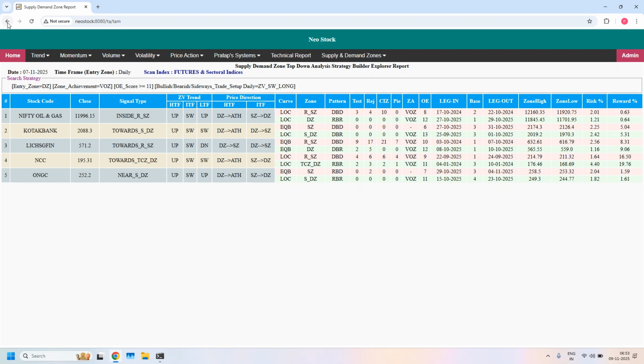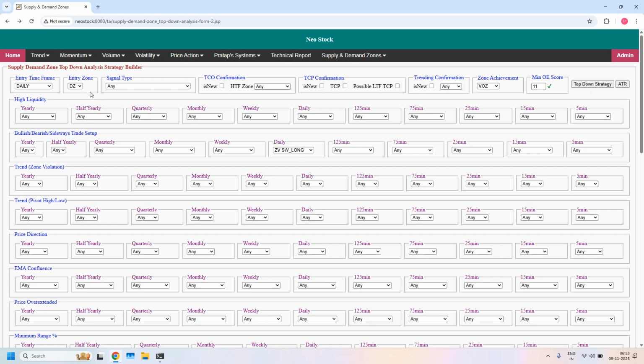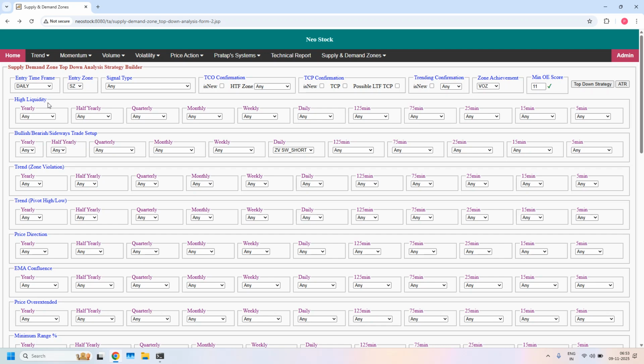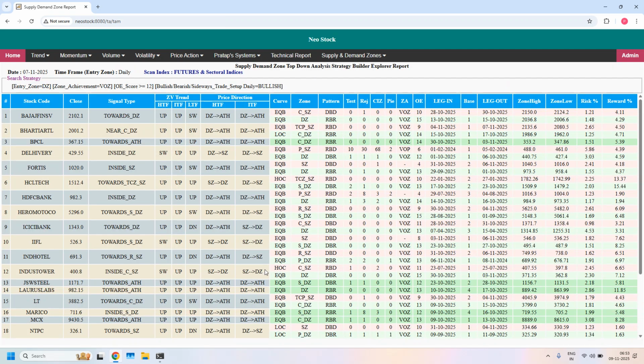Okay, next, sideways short trade setup for daily monthly income trade. Changes are daily supply zone and here sideways short. No stocks are available. Next, bullish trade setup for monthly income trade. Daily demand zone, bullish. Minimum odd enhancer score should be 12. So first 18 stocks supporting monthly income trade, bullish trade setup.